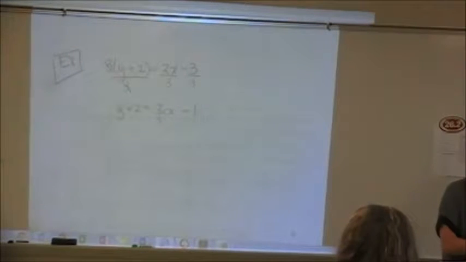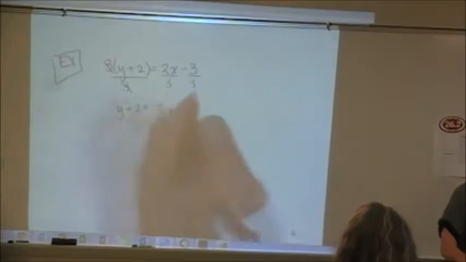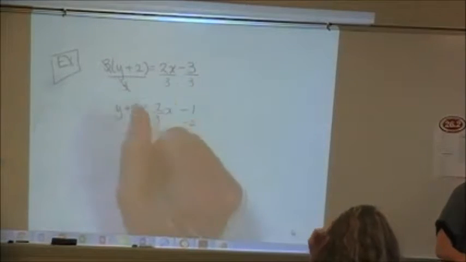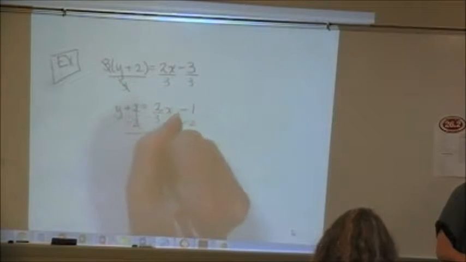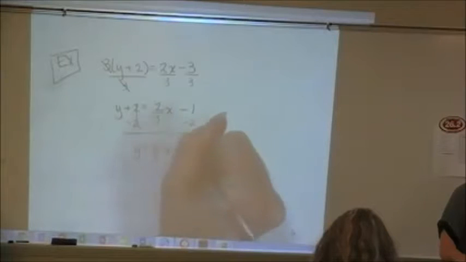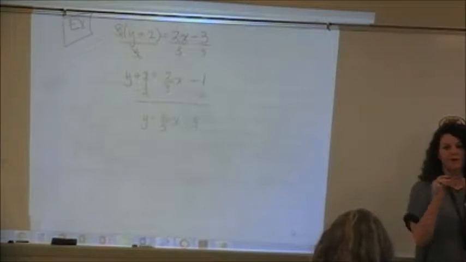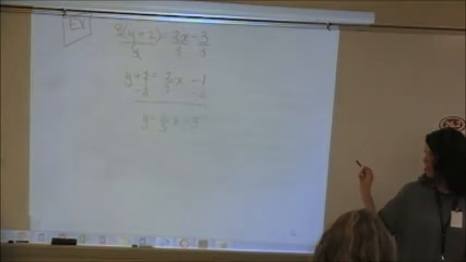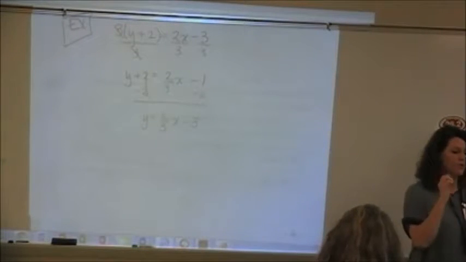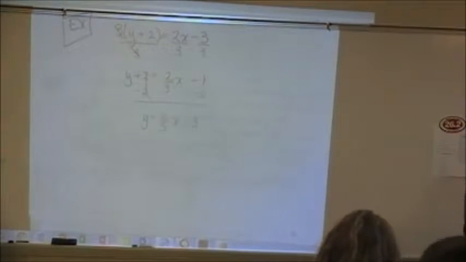And now I'm going to subtract 2. And now it's in slope-intercept form, and you can graph it. You go down 3, put a dot, and then from there you've got slope 2/3, so you've got 2/3. Put another dot, draw a line.